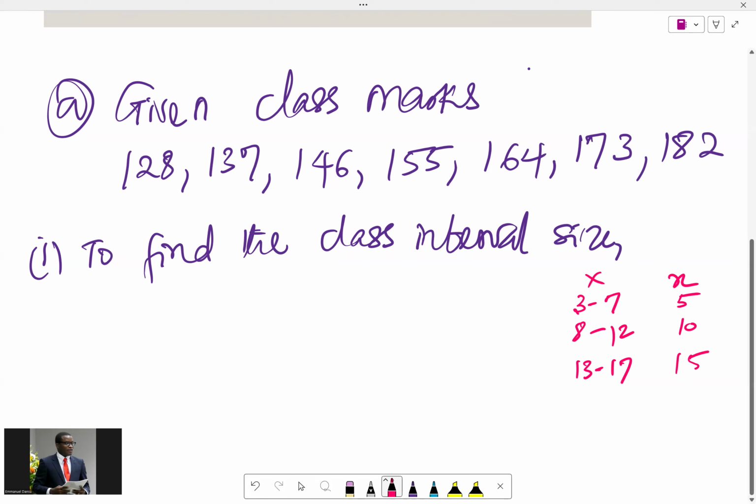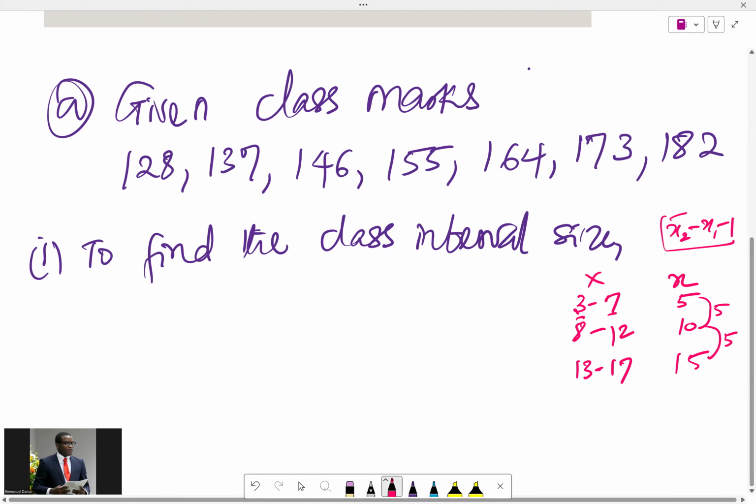So you see that the difference between the class marks will be 10 minus 5, 5. 15 minus 10 is also 5. But guess what? The actual class interval is not 5. It's actually 7 minus 3, which is 4. So it means that the class interval is actually the difference between the class marks minus 1. So if you have class marks x2 minus x1, then you have to subtract 1 from it to get the class size. If that makes sense, then we can use that same idea to answer this question.